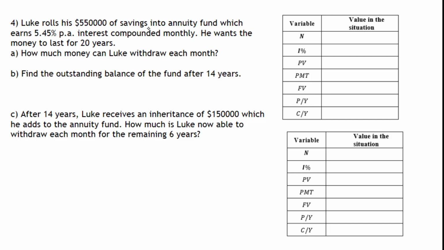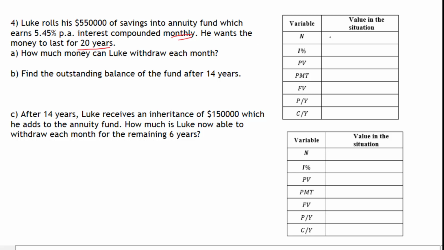Let's go to number 4. Luke rolls his $550,000 of savings into annuity fund, which earns 5.45% p.a. interest compounded monthly. He wants the money to last for 20 years. How much money can Luke withdraw each month?